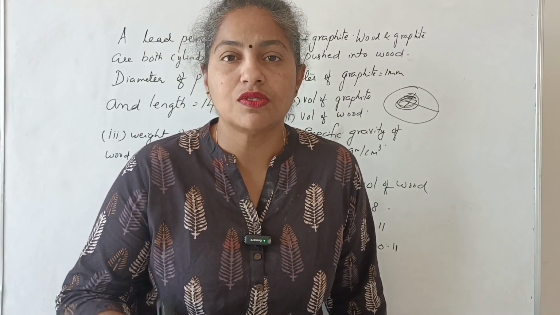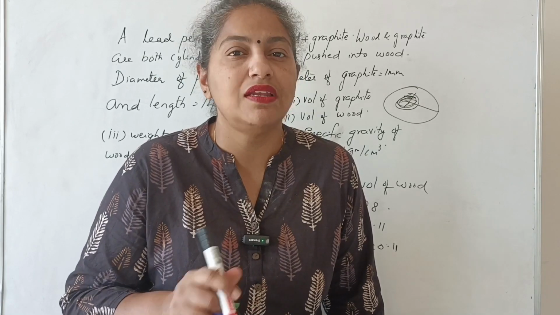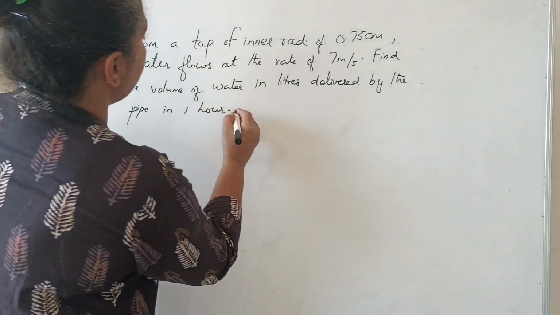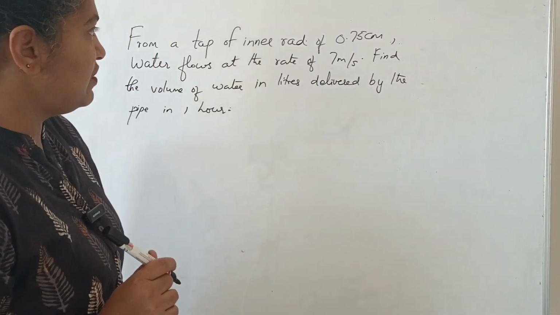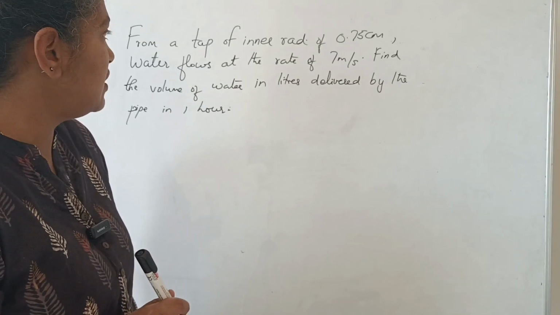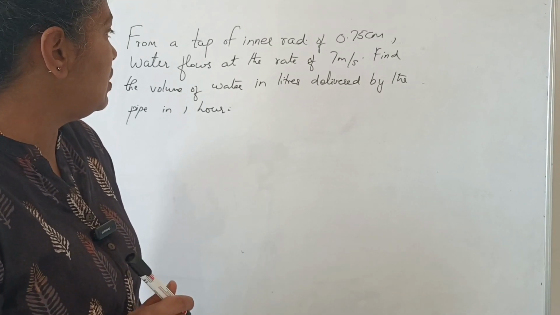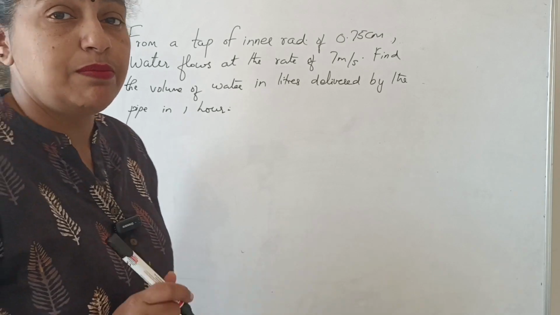Before I wind up the chapter, I have come across another sum which I found to be a really good sum. So let us do that sum and then wind up the chapter. Okay. From a tap of inner radius of 0.75 centimeters, water flows at the rate of 7 meters per second. Find the volume of water in liters delivered by the pipe in 1 hour.